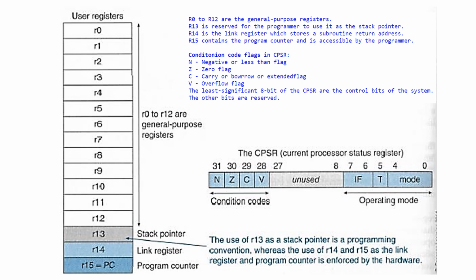Let's see this in detail one more time. Let's associate the user registers with the CPSR. As we know, R0 to R12 are called general purpose registers. R13 is reserved for the programmer to use as a stack pointer, as mentioned earlier. R14 is the link register, which stores a subroutine return address. Again, we'll see this in the coming videos. Do not worry about it. I'll explain it in detail in the coming videos. For now, just remember that it holds the return address of a subroutine. R15 contains the program counter. I hope that is clear.